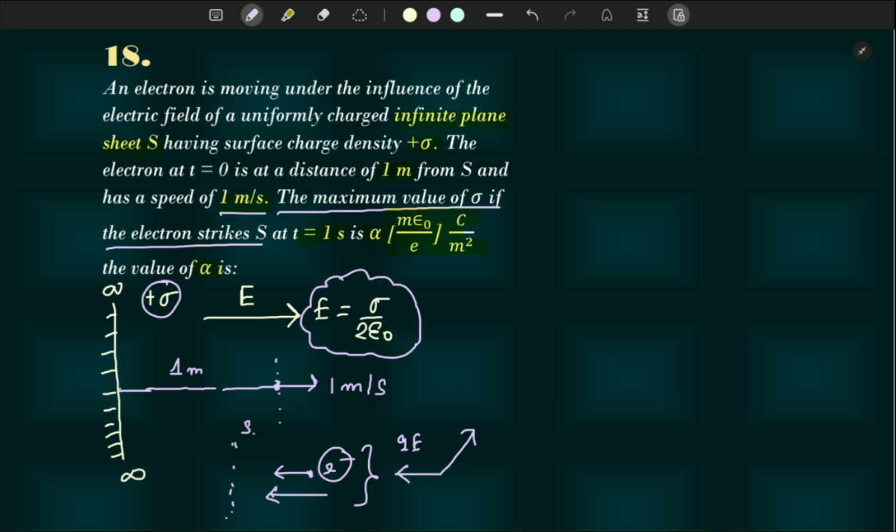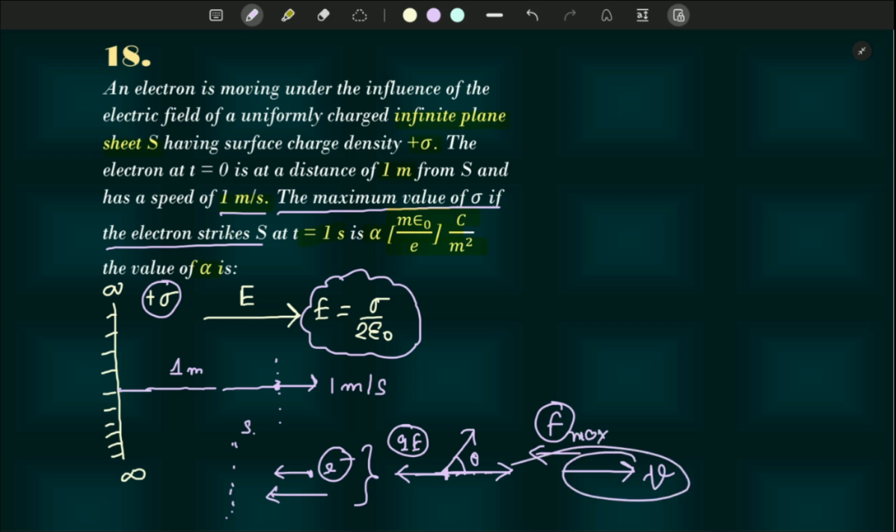Do you think I will get the maximum force required? No, because only the component of this force in this direction will affect the movement of this electron. So for the maximum value of sigma, I definitely have to take in this direction the speed which is V, and in this direction the force has to be maximum in order to stop this electron. I hope you understood why I took the speed in this direction.